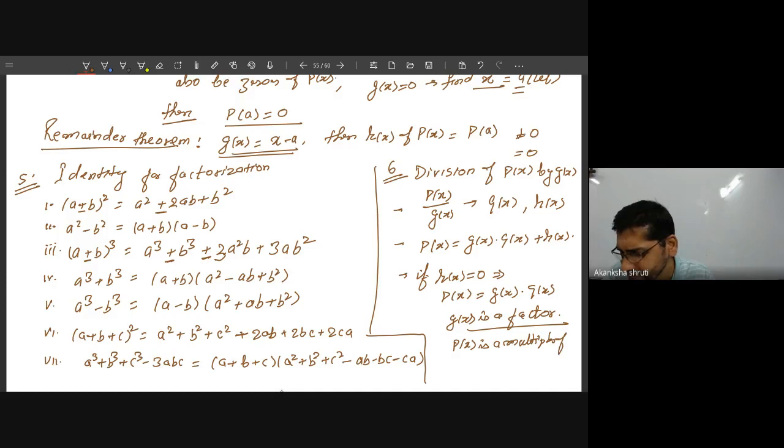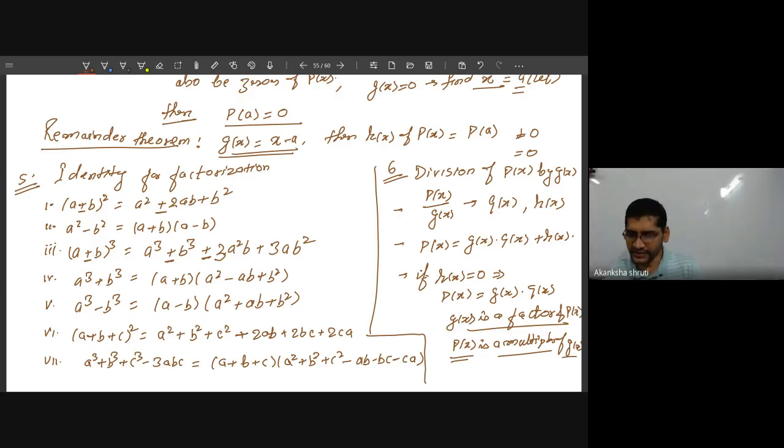Multiplier of this g of x. So g(x) is a factor of p(x). It is just a way of writing. A smaller polynomial g(x) will be a factor of a bigger polynomial p(x), but the bigger polynomial p(x) will be the multiple of the smaller polynomial g(x). So these were the only things.